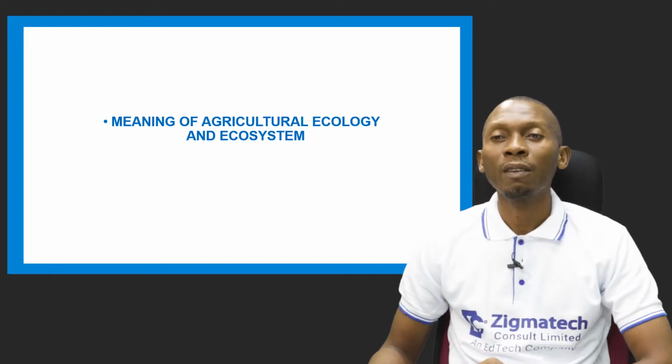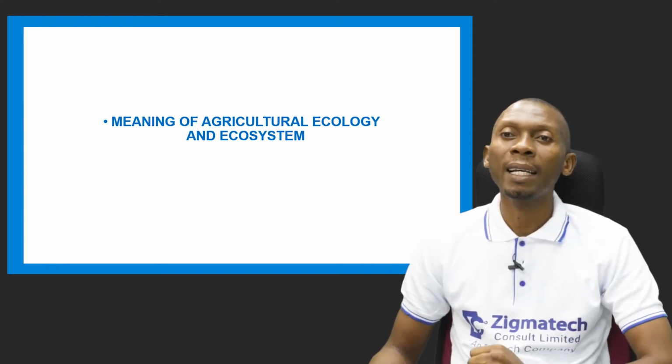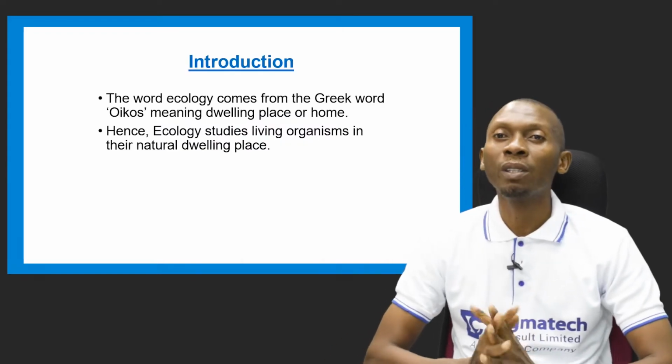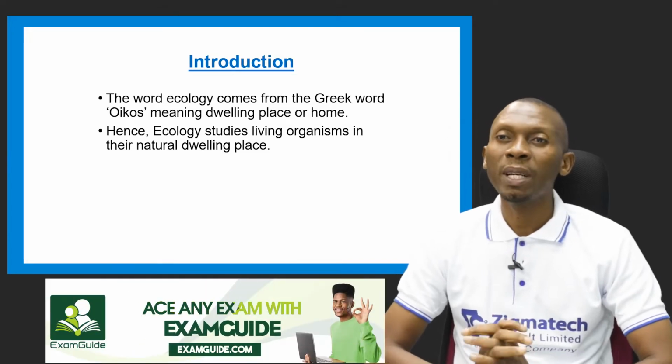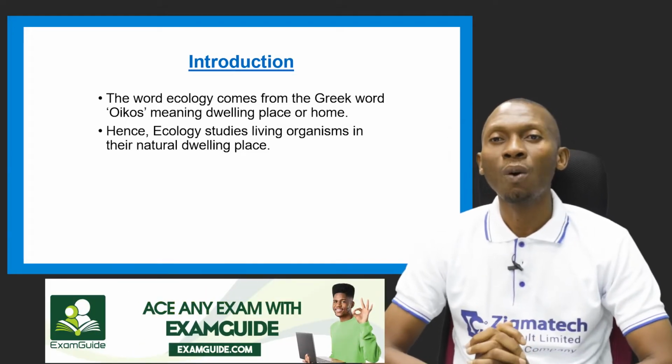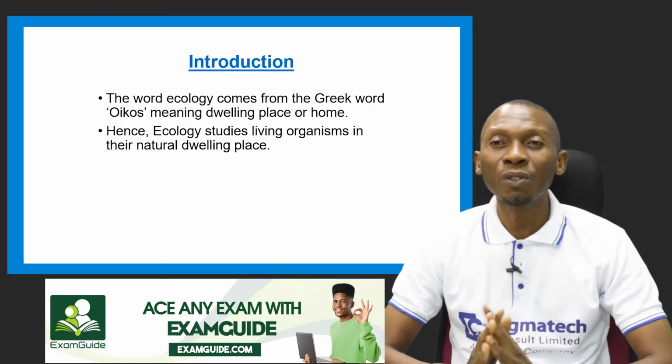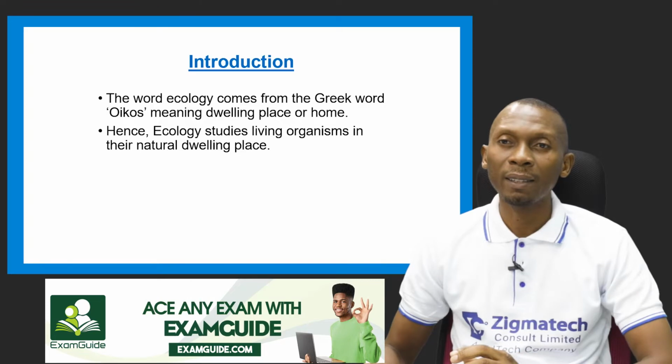So what is the meaning of agricultural ecology and ecosystem? That's what we're going to look at now. So the word ecology comes from the Greek word oikos, meaning dwelling place or home. So ecology studies living organisms in their natural dwelling place.